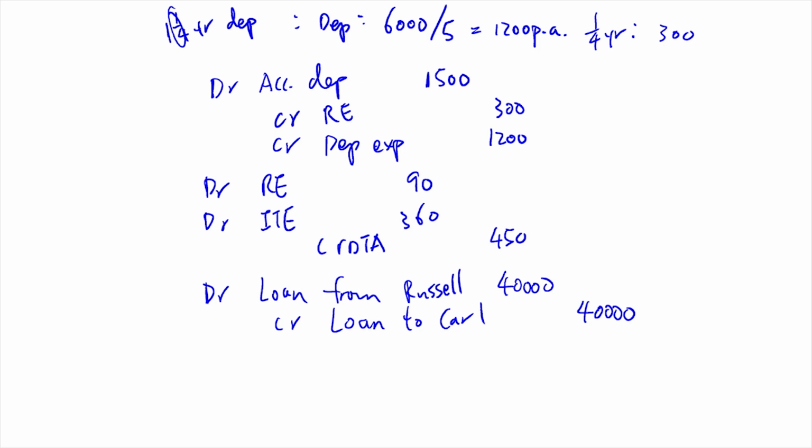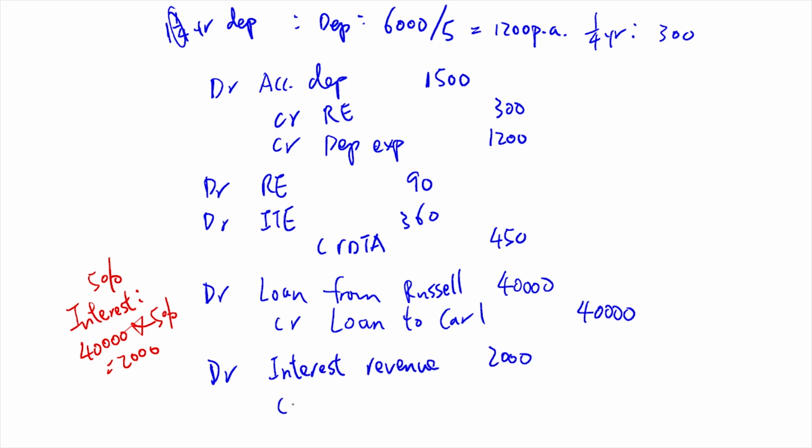After that, we also need to calculate the interest. The interest is 5%. 40,000 times 5%, that's 2,000. And based on that information, that interest had been paid by the end of the year. So you only need to eliminate the revenue of that interest. So we're going to debit interest revenue and then credit interest expense. And I think that we have covered all the intra-group transactions. It's very important that you are familiar with the types of intra-group transactions and then actively look for that in the question.